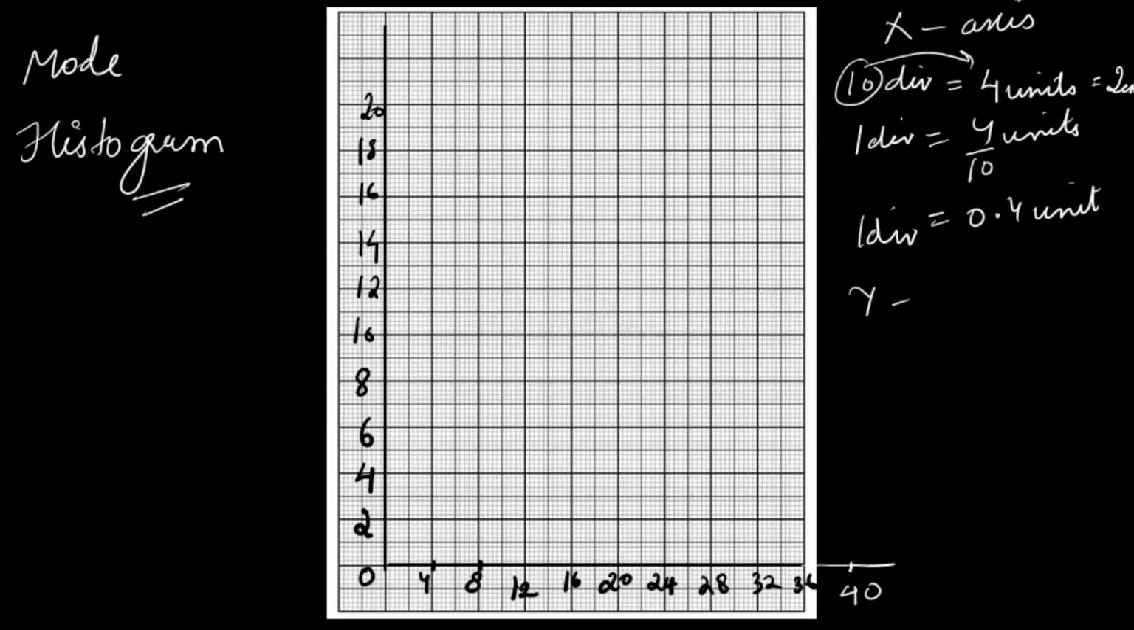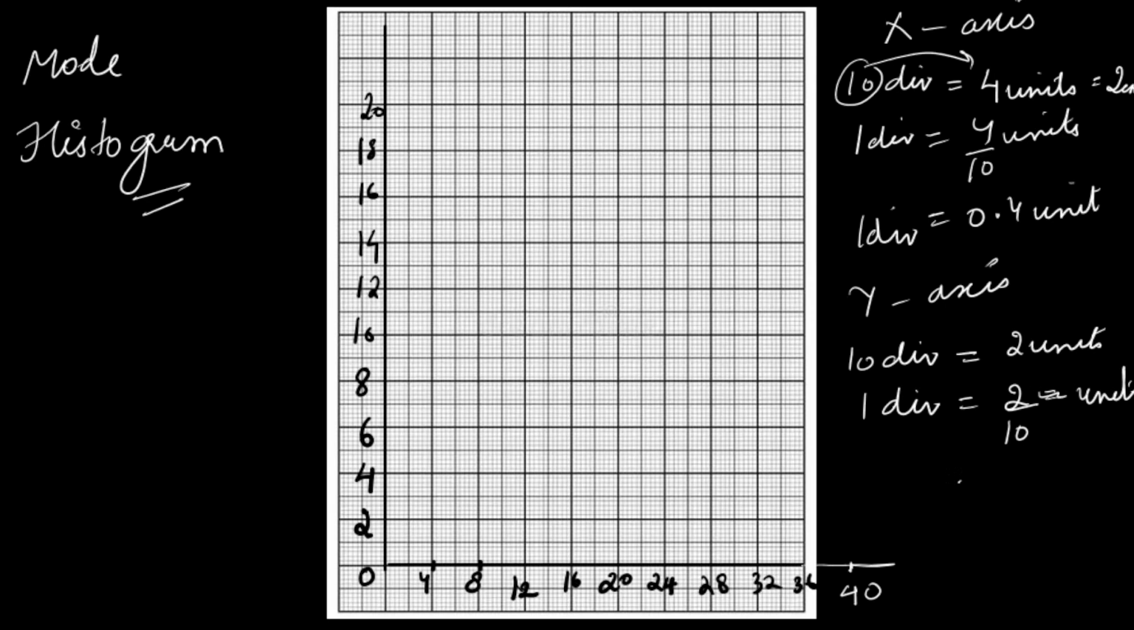Then along y-axis also we can write graph scale. So 10 division is equals to 2 units I am taking here. See 0 to 2, 4 to 6. You can see it's 2 units. So 1 division is equals to 2 by 10 units. So 0.2 units. Okay, so here also you can write equals to 2 centimeter also in your exam. Okay, so let's draw now.